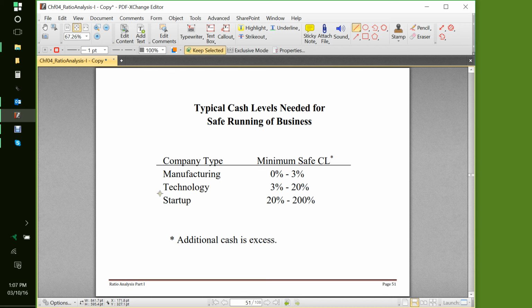For a technology company, minimum safe cash level is 3% to 20%, depending on how young and rapidly growing they are. And for any startup, you want to have a lot of cash on hand, 20% to 200%.